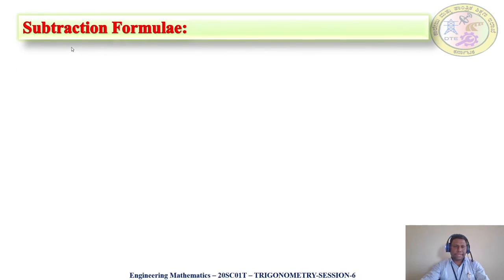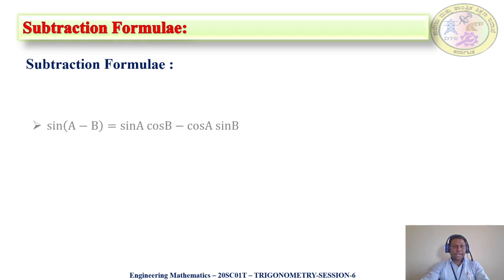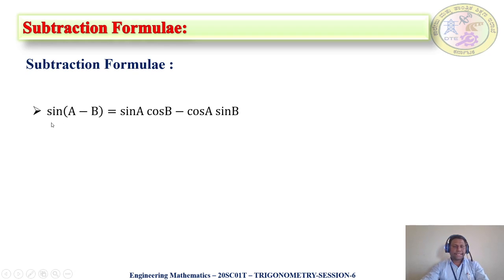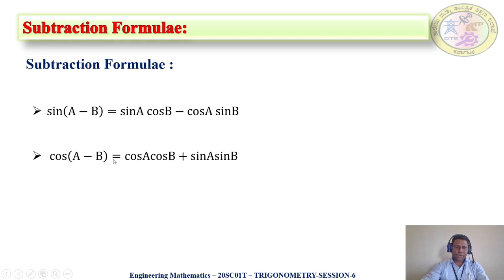Similarly, we have subtraction formulas. In the addition formula we take the angle A plus B. In the subtraction formula we are taking the angle A minus B. So here also there are three subtraction formulas. First one is sin of A minus B is equal to sin A cos B minus cos A sin B. Second one is cos of A minus B is equal to cos A cos B plus sin A sin B. Third one is tan of A minus B is equal to tan A minus tan B by 1 plus tan A tan B. These three are called subtraction formulas.